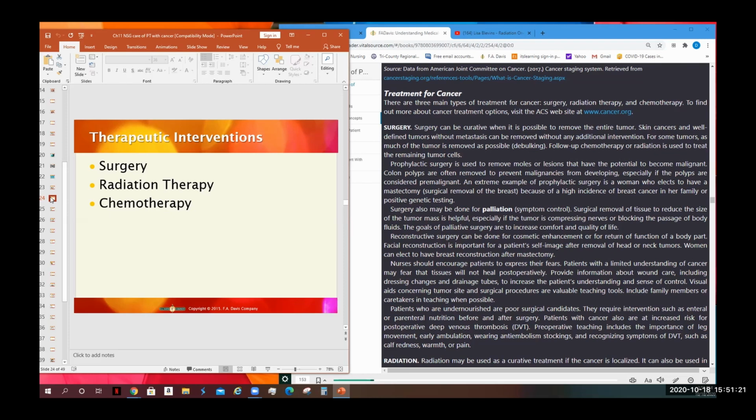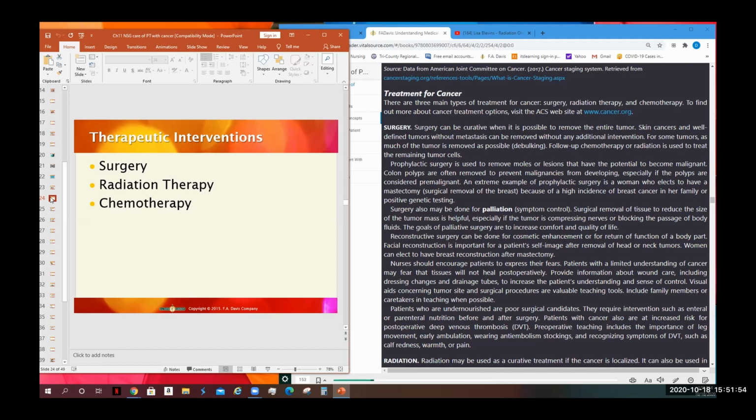Prophylactic surgery is used to remove moles or lesions that have the potential to become malignant. Colon polyps are often removed to prevent malignancies from developing, especially if the polyps are considered pre-malignant. An extreme example of prophylactic surgery is a woman who elects to have a mastectomy, surgical removal of the breast, because of a high incidence of breast cancer in her family or positive genetic testing.